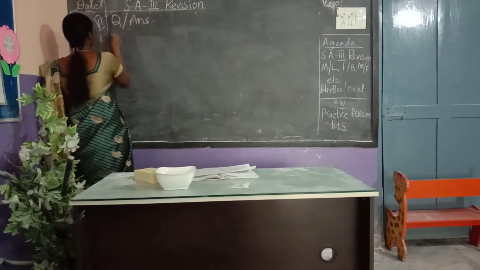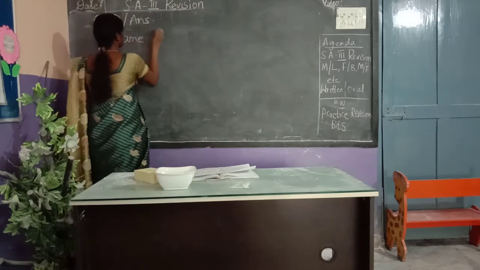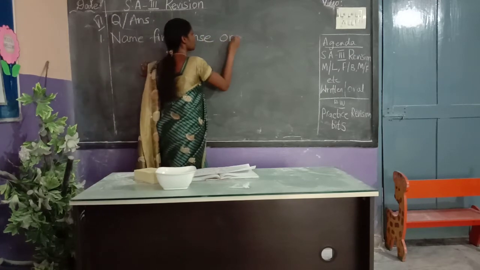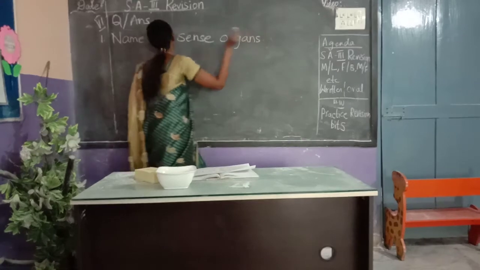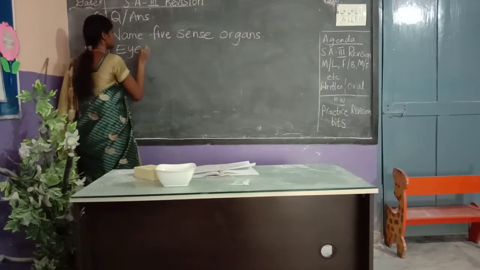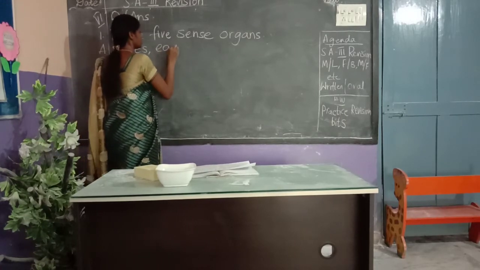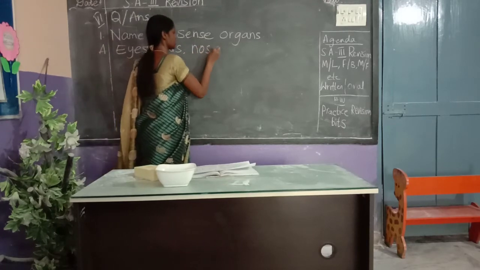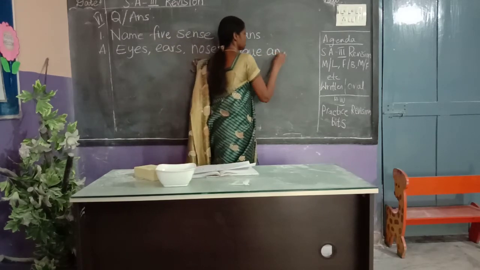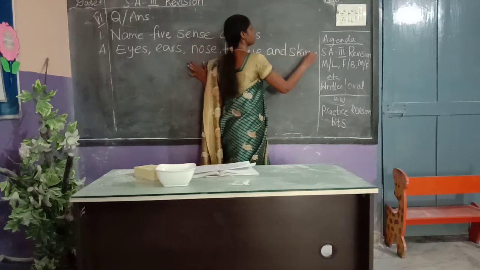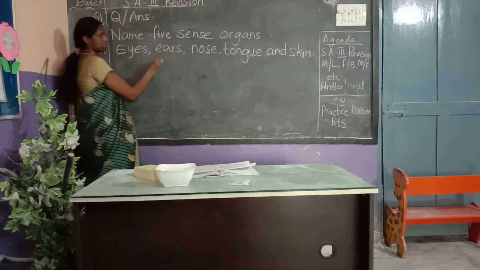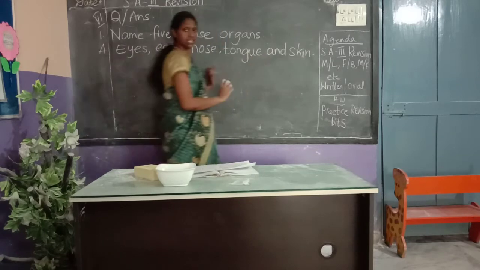Write down the first one: name five sense organs. N-A-M-E, sense, O-R-G-A-N-S. Name five sense organs. What is it, children? Eyes, E-Y-E-S. Ears. Nose. Tongue, T-O-N-G-U-E. Tongue and skin. Very good. So these are the five sense organs: eyes, ears, nose, tongue and skin.